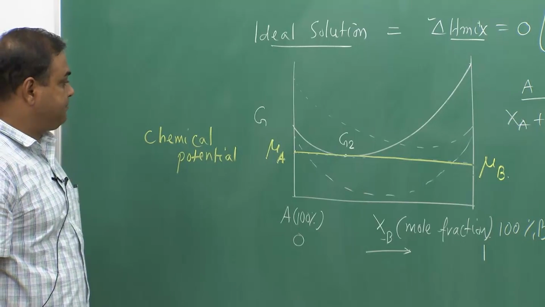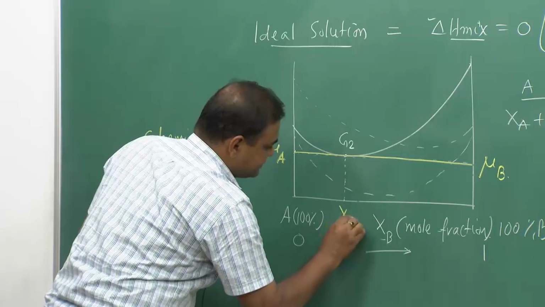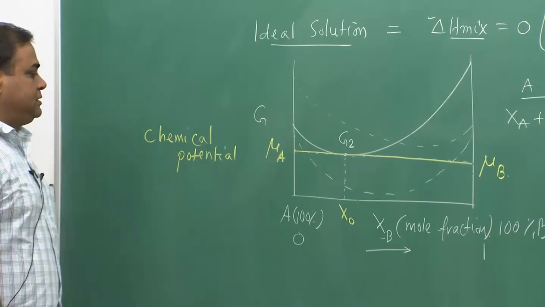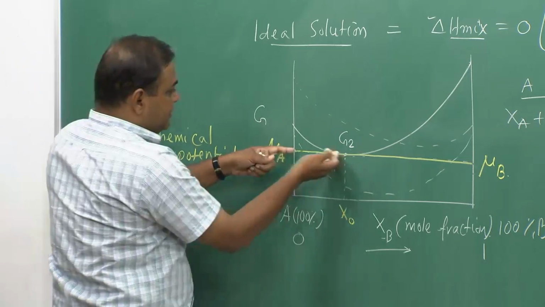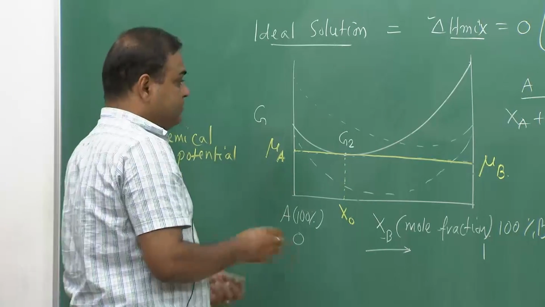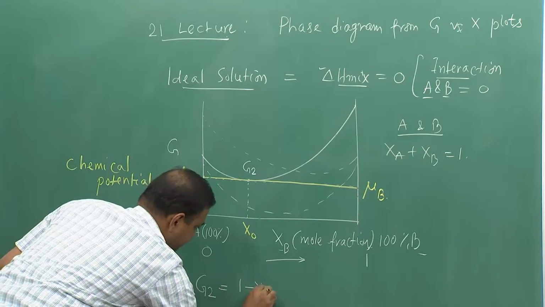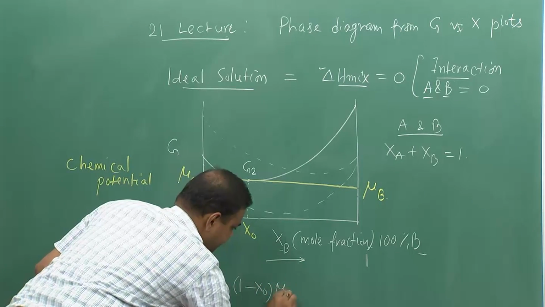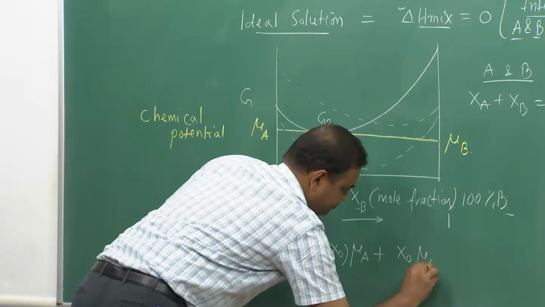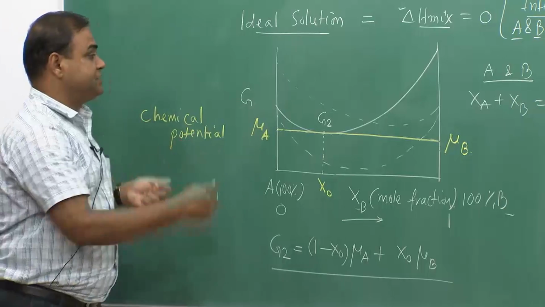Chemical potential. And if this composition corresponds to x0, means the composition of XB equal to x0, then we can take an equation for this straight line, and that equation becomes this. This is the equation of this particular line. This is a straight line because it is a tangent on this graph.